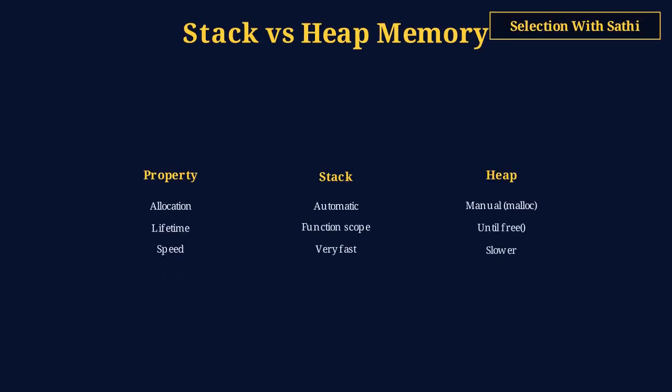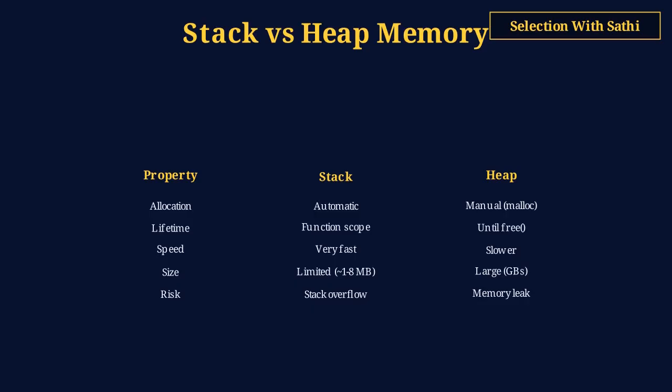The stack is used for automatic allocation. Local variables and function call frames live on the stack. It follows LIFO order, last in, first out. Stack is fast but small, typically 1 to 8 megabytes.